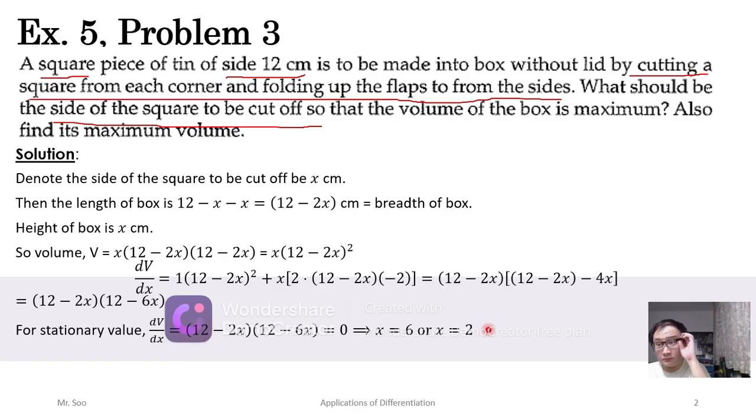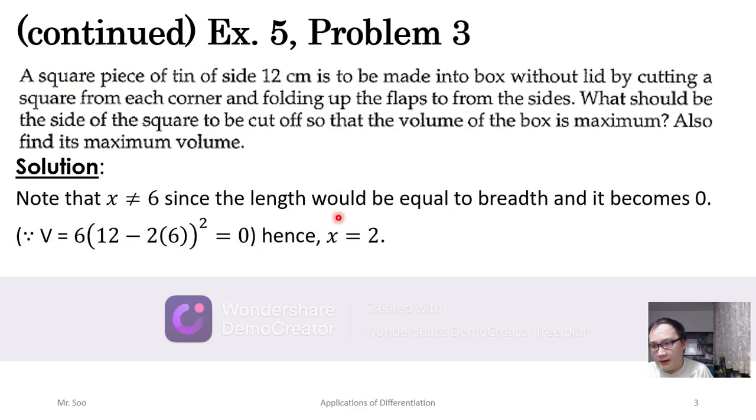However, we should not take both values. Why? Because if you take one of the values and substitute back into the volume of the box, you realize that you get 0. So what does 0 mean? It simply means that the length and the width are 0, which is not possible. Correct? So I put here, note that x cannot be equal to 6 since the length will be equal to the breadth and it becomes 0.